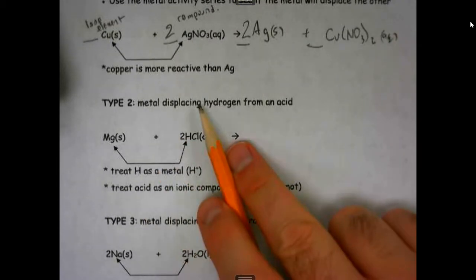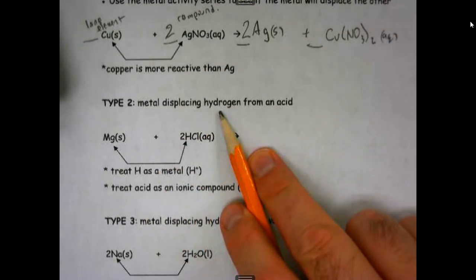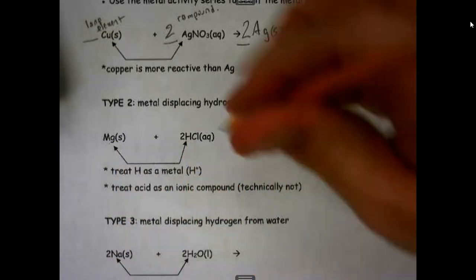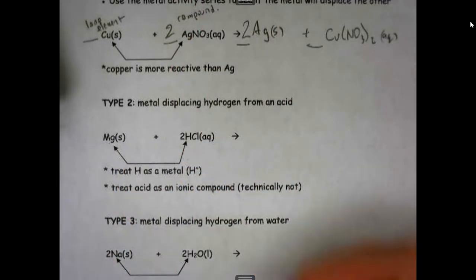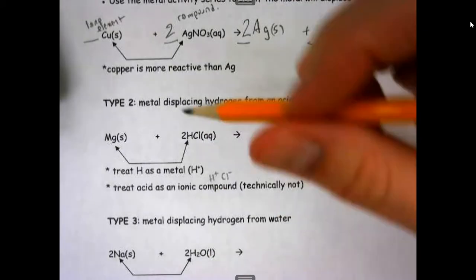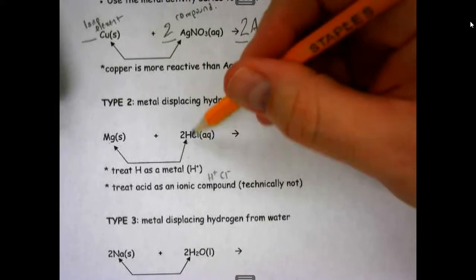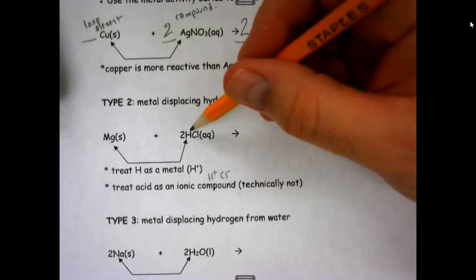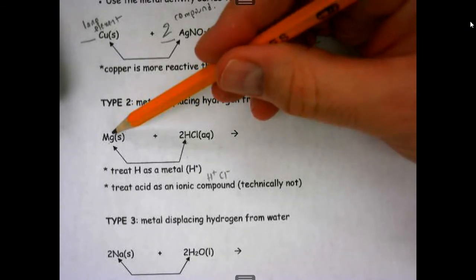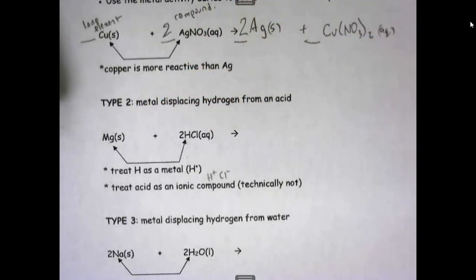So another type is a metal displacing hydrogen from an acid. Okay, so here's my metal, and here is my H. So you treat H as an H+. So this would be H+ and Cl-. Okay. Even though it's technically not an ionic compound, it behaves like an ionic compound when it goes into solution. So we're just going to look at the series to see if magnesium can displace H.